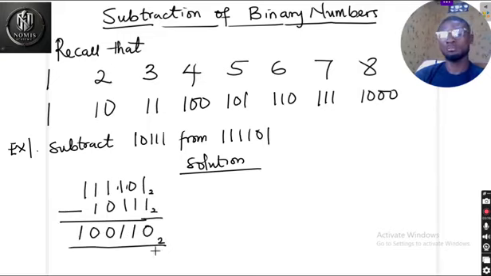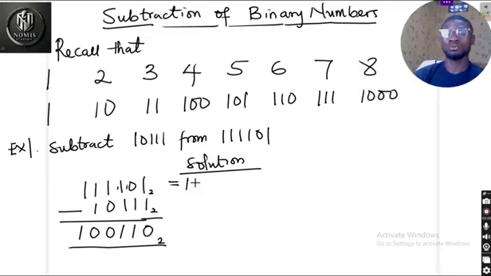100110 in base 2. How am I sure that my answer is correct? Let me go and convert each of these binary numbers to number in base 10, subtract this from this, and then convert my final answer to number in base 2. You will see we are going to end up having the same answer. But that will be a long process. But just to confirm our answers, let's do that now.